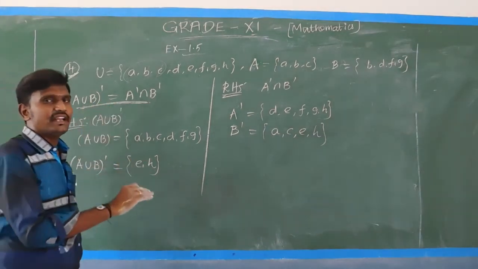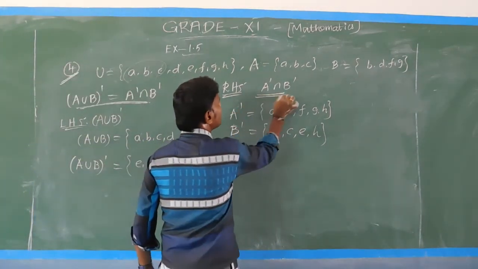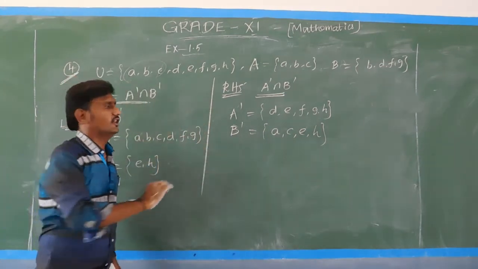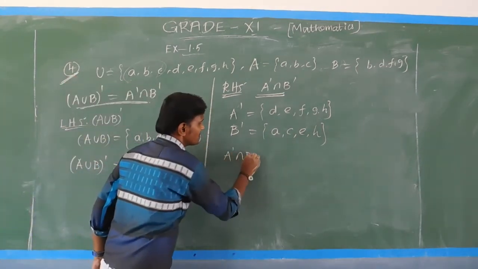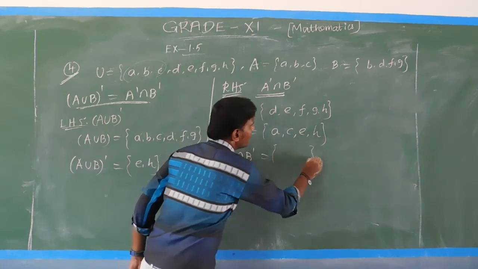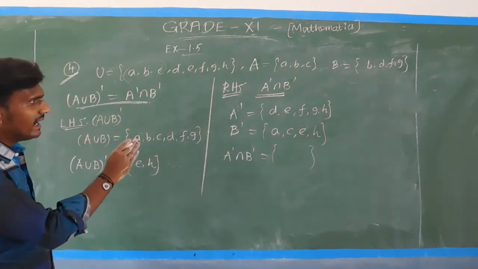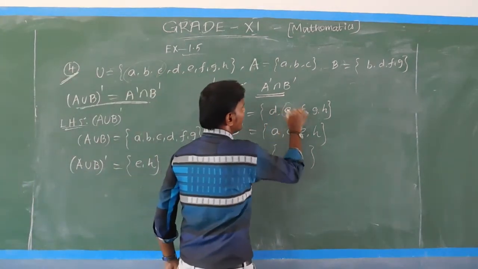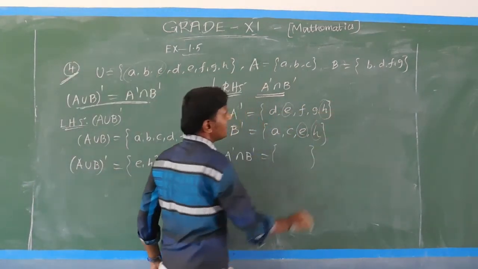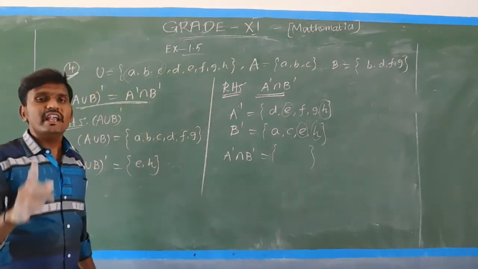Now A' and B'. Then finally I am taking the intersection of the two sets. So that is A' intersection B'. So tell me, what are the common elements of both? What are they? E and H. So E and H only are the common elements of A' and B'.